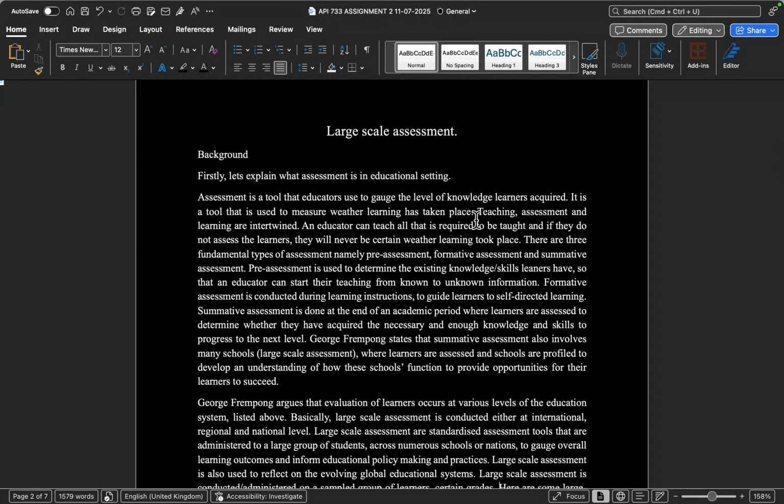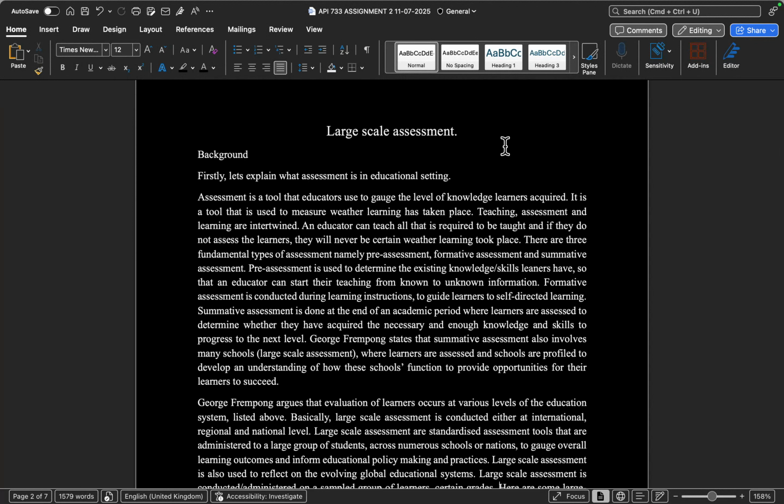Today, guys, we are going to do large scale assessments. But before we get into large scale assessment, I think it is imperative of me to first do a background overview of what large scale assessment entails. So basically, when we talk of large scale assessment, we talk of assessment. But what is assessment?